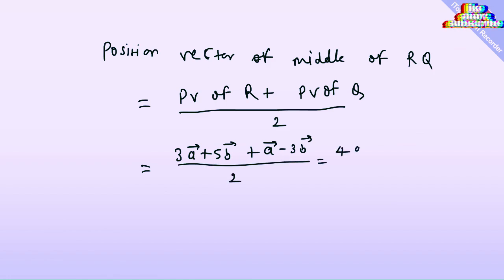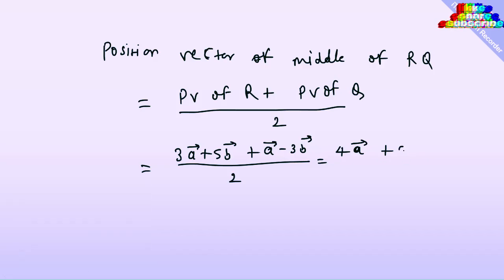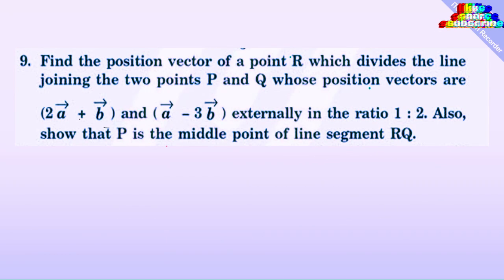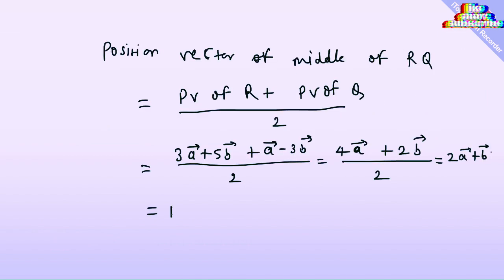So this is equal to 4 times vector a plus 5 minus 3, which is 2, times vector b over 2, and this is equal to 2 times vector a plus vector b. So 2 times vector a plus vector b is what? This is the position vector of P. We have been given that the position vector of P is 2 times vector a plus vector b. So this is the position vector of point P.